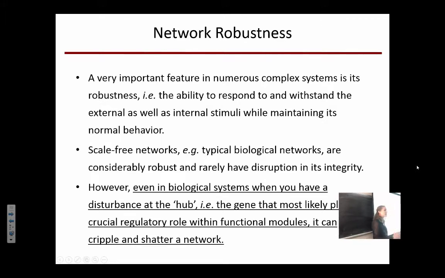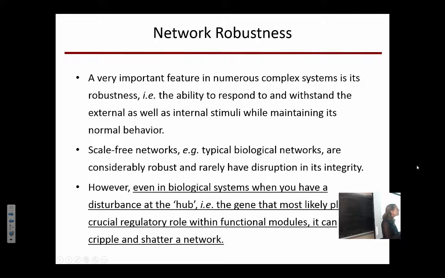Now, I know I just went over a lot of terminology. I promise this is the last slide that I will be going over as far as terminology goes. But it's a very important topic, and it's important that everybody understands it. So network robustness has to do with how stable your network is. In most non-biological systems and biological systems, networks are very stable. They're very robust, meaning if you take out a node, the network will still survive. It will still remain stable.